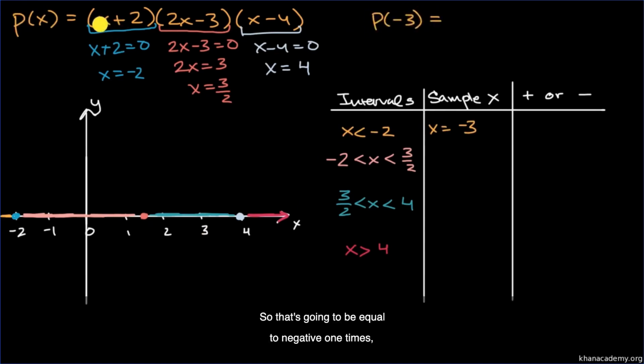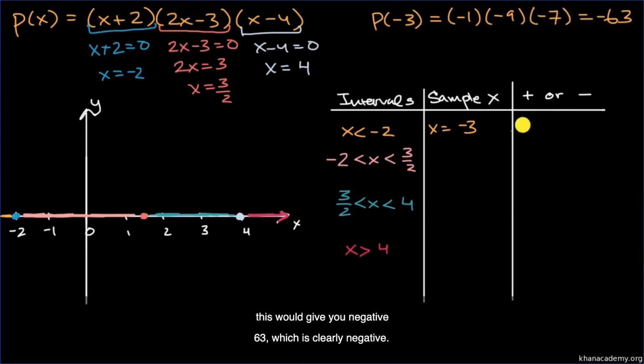Actually, let's just do that. So that's going to be equal to -1 times 2 times -3, which is -6, minus 3 is -9. -9 times -3 minus 4, that is -7. So if you were to multiply all of this out, this would give you -63, which is clearly negative. So over this interval right over here, our polynomial is going to be negative.